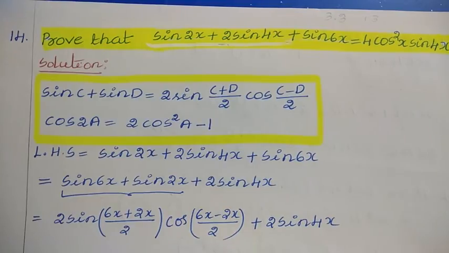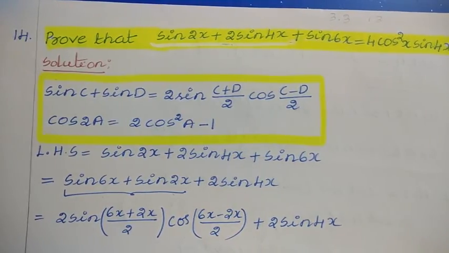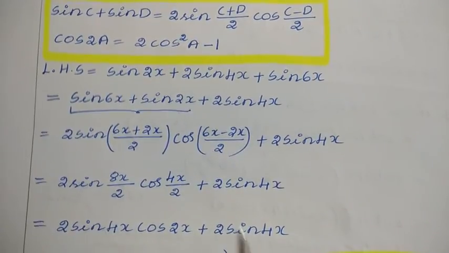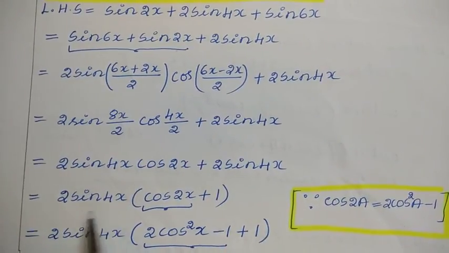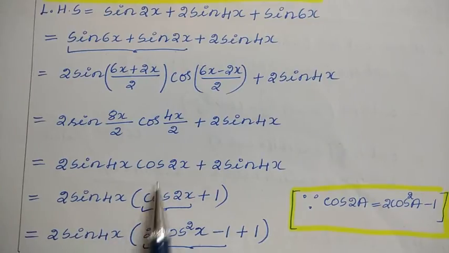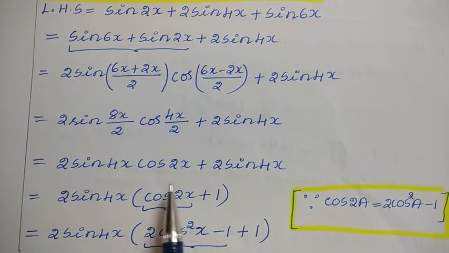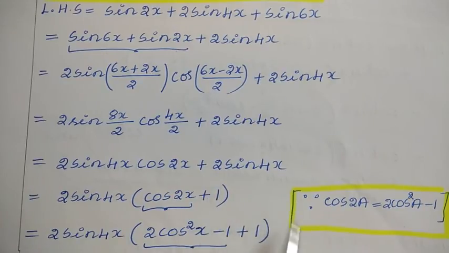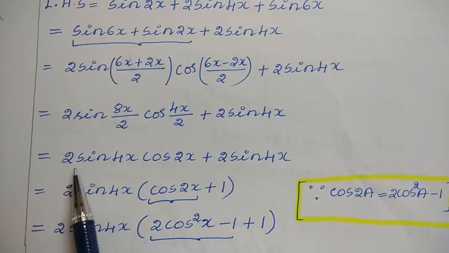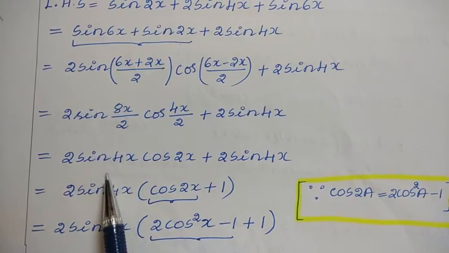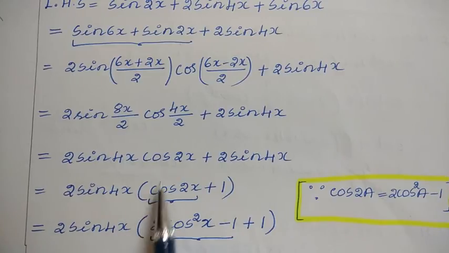Now again you can simplify this one. 2 sin(8x/2) cos(4x/2) plus 2 sin 4x. Now here we get 2 sin 4x into cos 2x plus 2 sin 4x. So sin 4x is common, so I will take that out. 2 sin 4x is common here also. So 2 sin 4x, then here the remaining value is cos 2x plus 1.